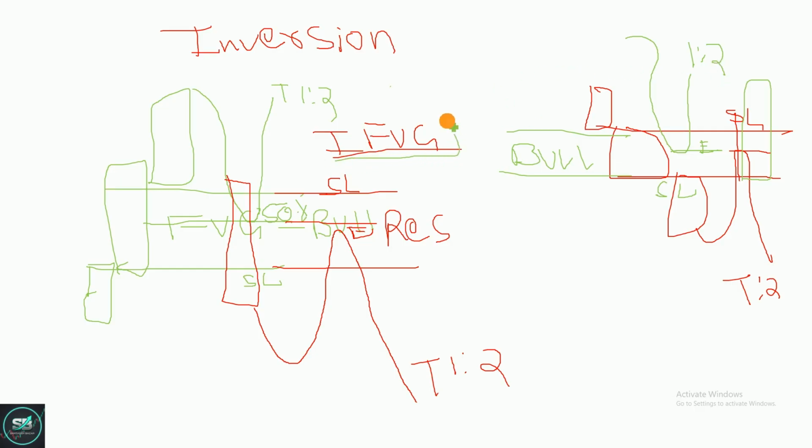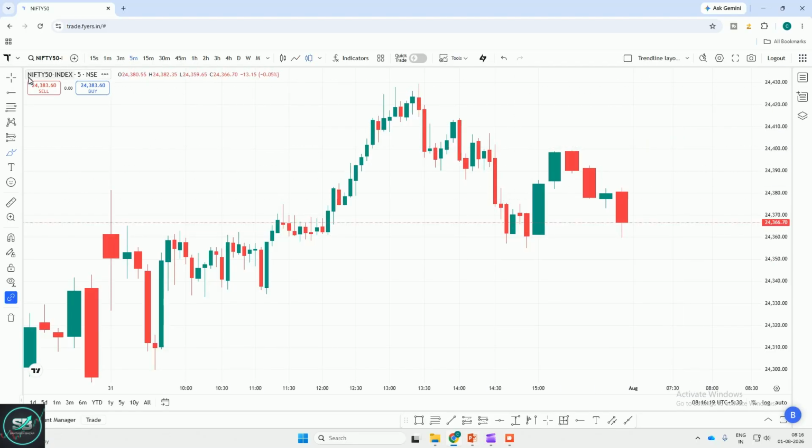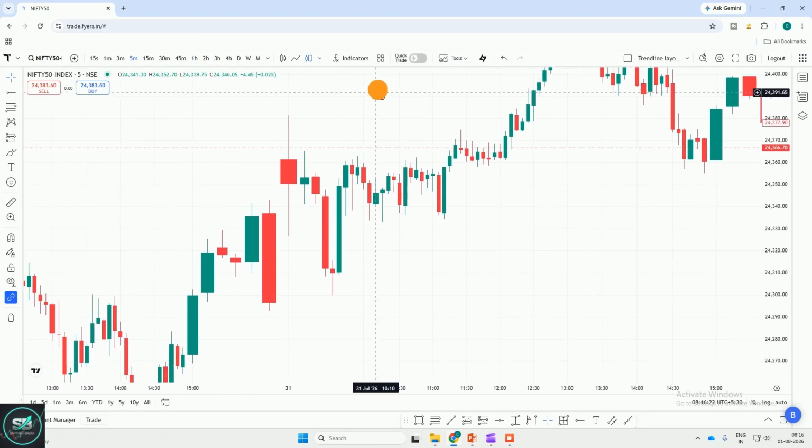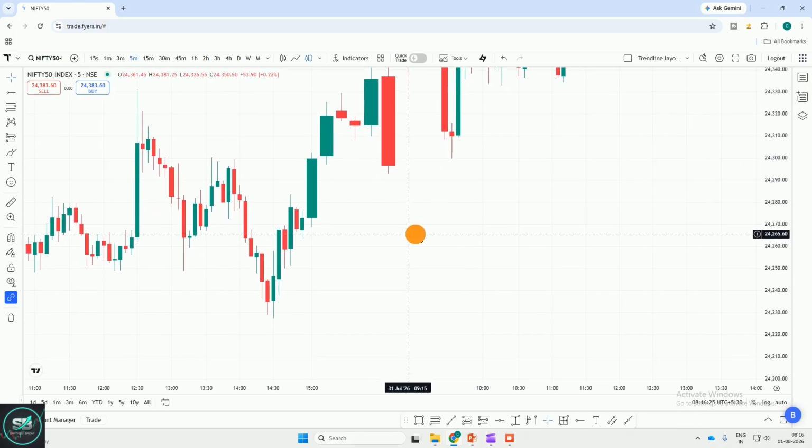This concept is called an IFVG. When a bullish FVG is broken by a single candle, that bullish FVG will turn into a bearish FVG. When a bearish FVG is broken by a single candle, that bearish FVG will turn into a bullish FVG. It will change its character. That polarity is going to flip. Bull side it will become bear side, bear side it will become bull side. Hope you understood this concept simply. So let's see if we can find this on the chart.